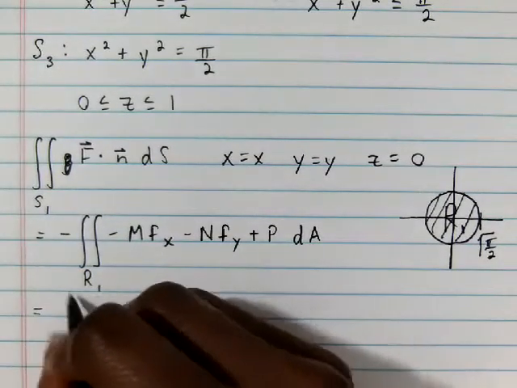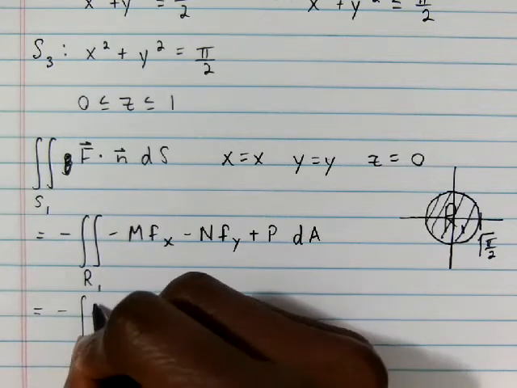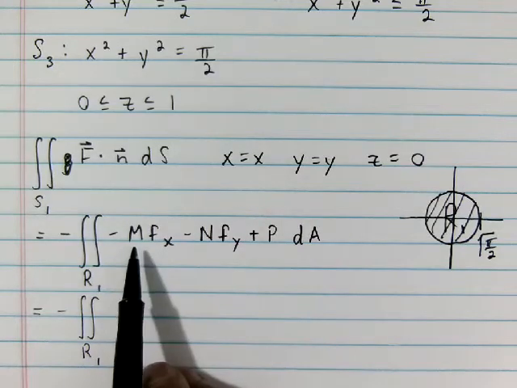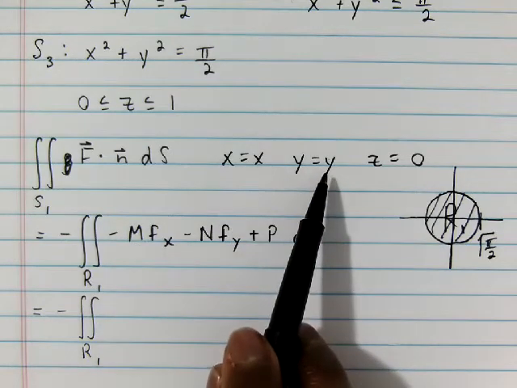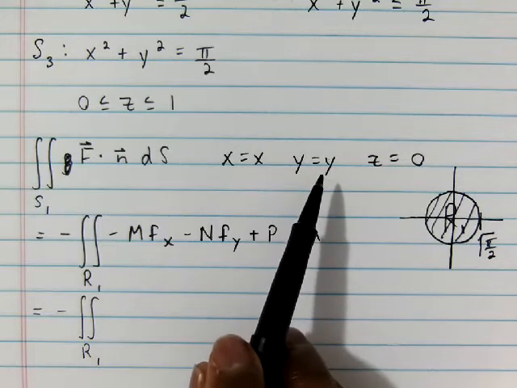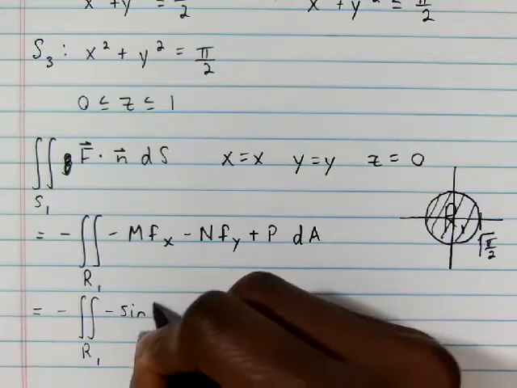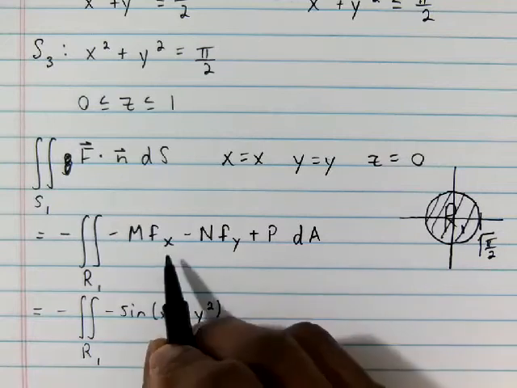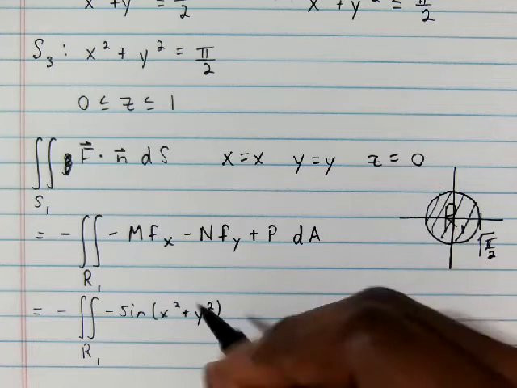So this equals, and we'll address that region as well, negative double integral over R1. We take m from our vector field and substitute our parameterization in there. In our parameterization, x is x and y is y. So our m still just remains sine of x squared plus y squared. So this is negative sine of x squared plus y squared, times the partial of f with respect to x. The partial of f with respect to x is 0, so this is times 0.